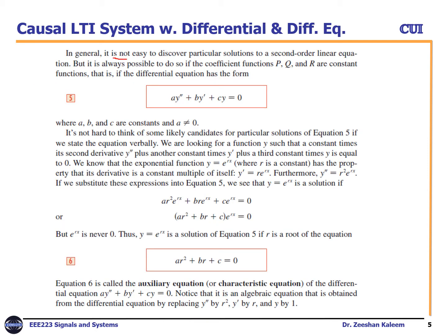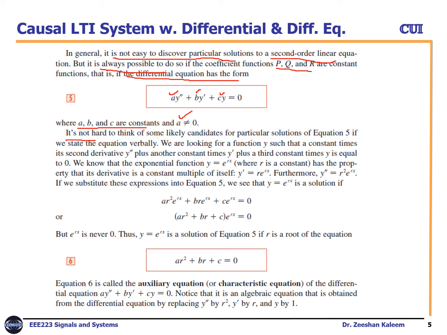In general, it is not easy to discover particular solutions for a second order linear equation, but it is possible if we consider P, Q, R as constant functions. That is, if the differential equation has this form, where we replace P with A, Q with B, and R with C, and they are all constants, then we can easily find the particular solution of the second order differential equation. Here we assume that A, B, C are constants, and the condition is that A should not be equal to 0. If it is equal to 0, it's not possible to find the solution.